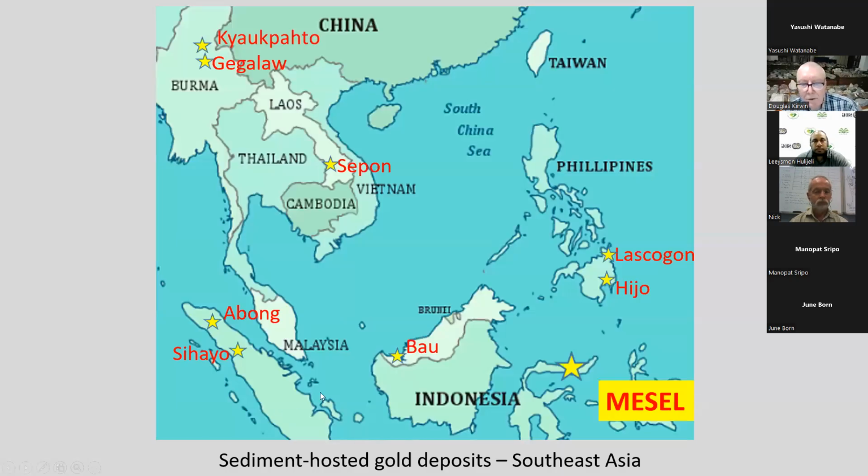The next deposit we'll look at is on the northern arm of the island of Sulawesi. It's called Messel. This is a classic sediment-hosted gold deposit, and it was discovered and mined by Newmont.